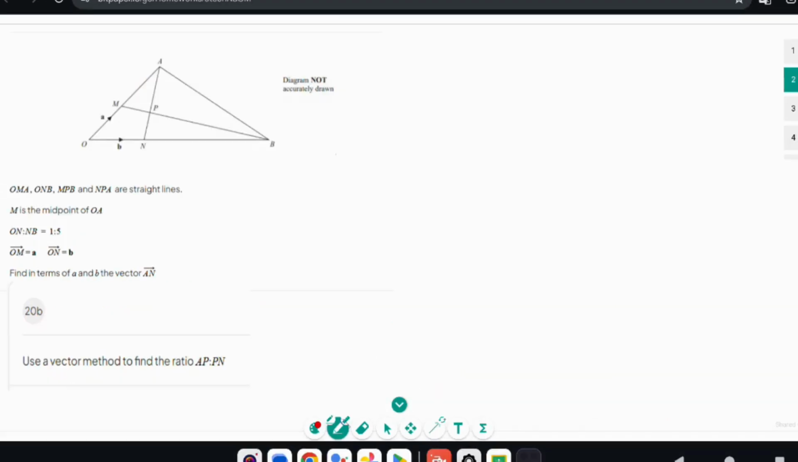OMA, ONB, MPB, and NPA are straight lines. M is the midpoint of OA. ON to NB is 1 to 5. Just going to get this in straight away. So if that's in the ratio 1 to 5, this would have to be 5b, right? Because ON to NB is 1 to 5. OM is a, ON is b. Find in terms of a and b a vector for AN.